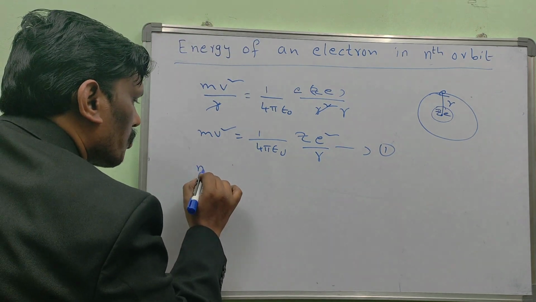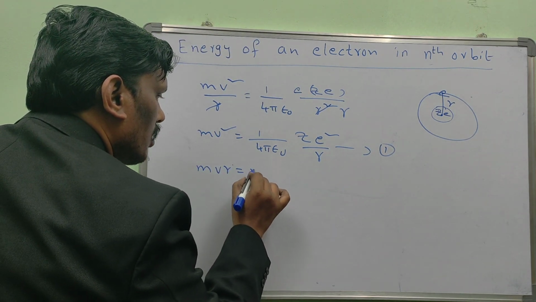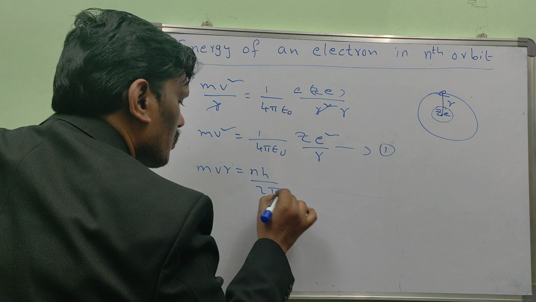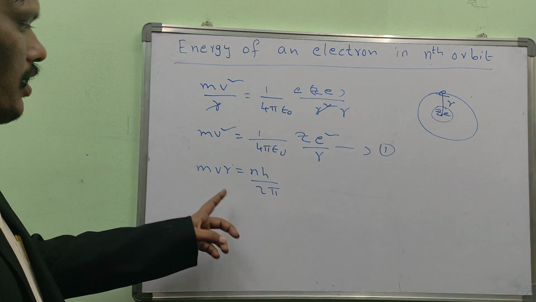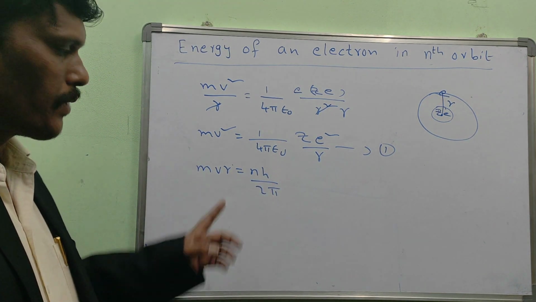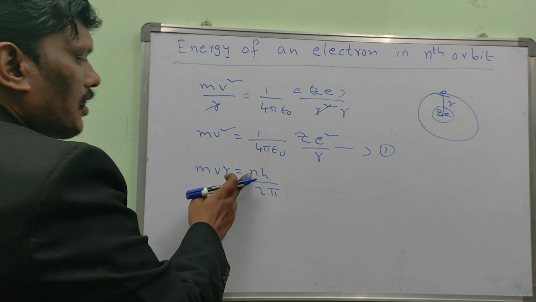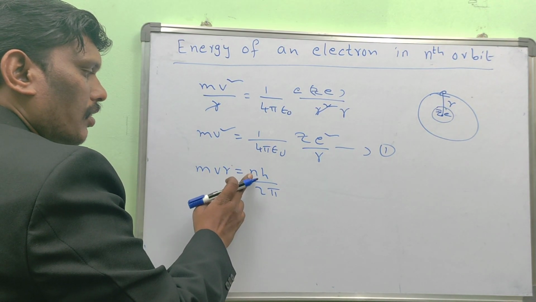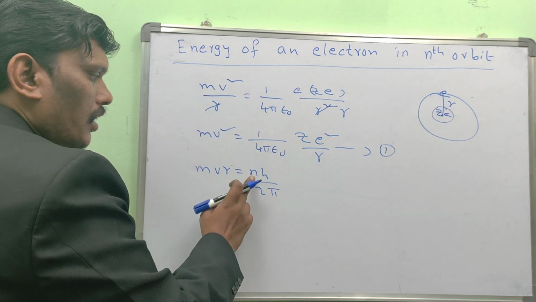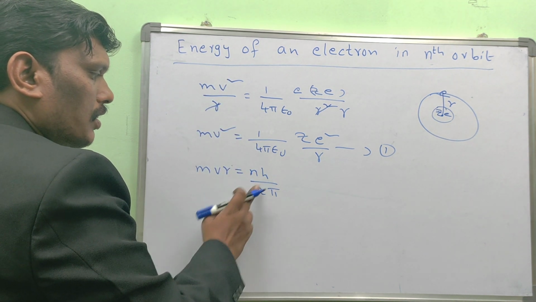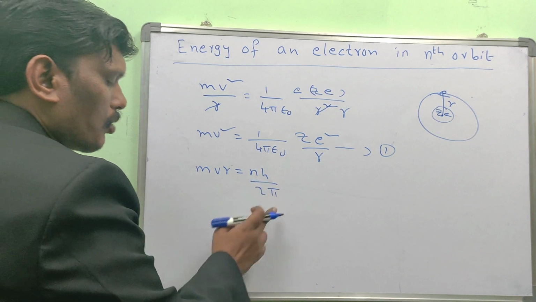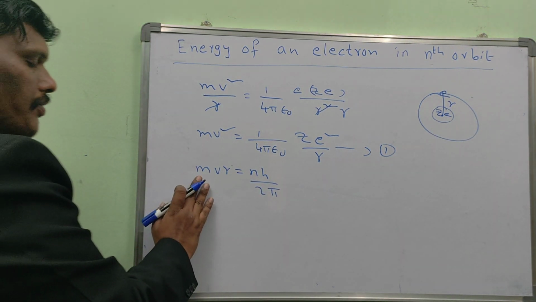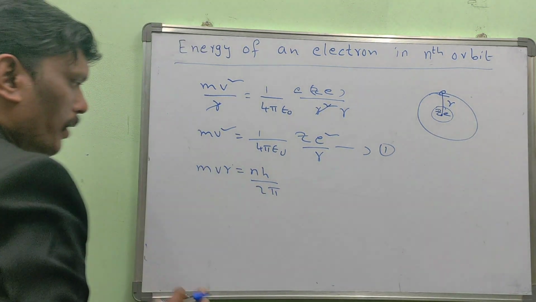And we know that the angular momentum mvr is equal to nh by 2 pi. This is the angular momentum formula, where n is the orbit number. In any orbit, what is the angular momentum? In the first orbit, 1 h by 2 pi. Second orbit, 2h by 2 pi. Third orbit, 3h by 2 pi. Like that. So the angular momentum formula is mvr equal to nh by 2 pi.